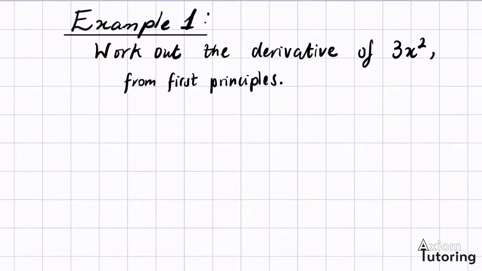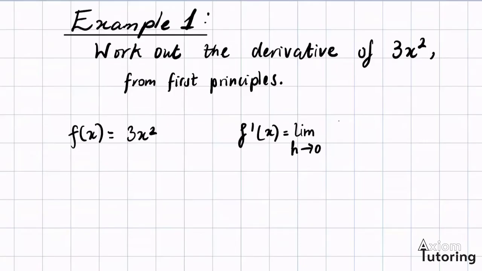So in this example, example 1, we want to work out the derivative of 3x squared from first principles. So let's first recognize that our function f of x is equal to 3x squared. And we want to find f dash of x. So from our last video, let's recall our definition of the derivative f dash of x. So it's the limit as h tends to 0 for f of x plus h minus f of x all over h.